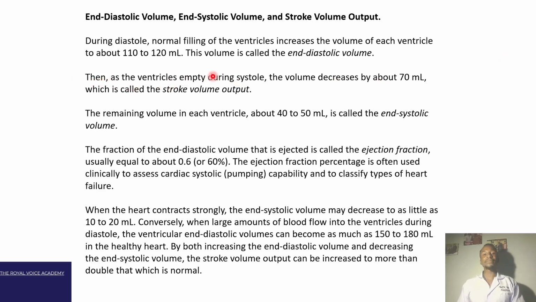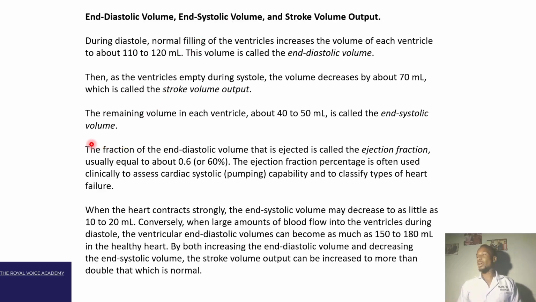So as the ventricles empty during systole, the volume decreases by about 70 mLs, which is called the stroke volume output. Stroke volume output, the output of the heart, what is it pumping out? It normally pumps out 70 mLs. So 70 mLs is the amount of blood that the heart pumps out within a single beat. Then the remaining volume in each ventricle, which is about 40 to 50 mL, is called the end systolic volume. So end systolic volume is what remains at the end of ventricular systole.